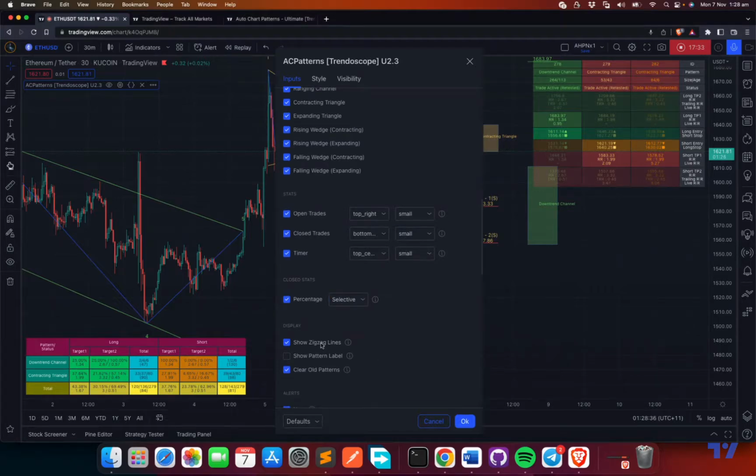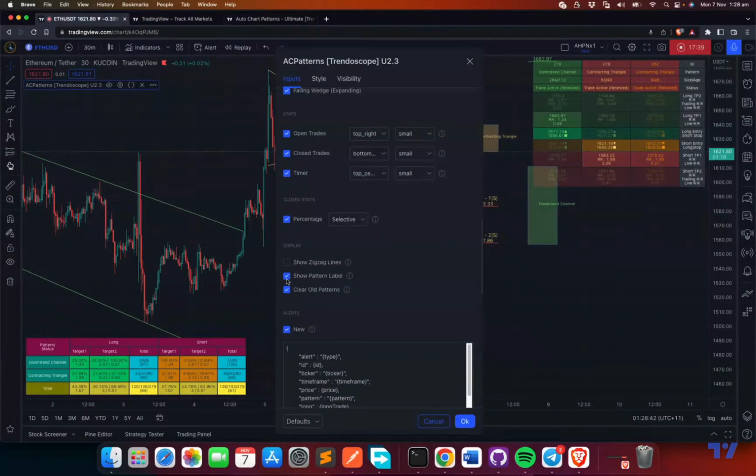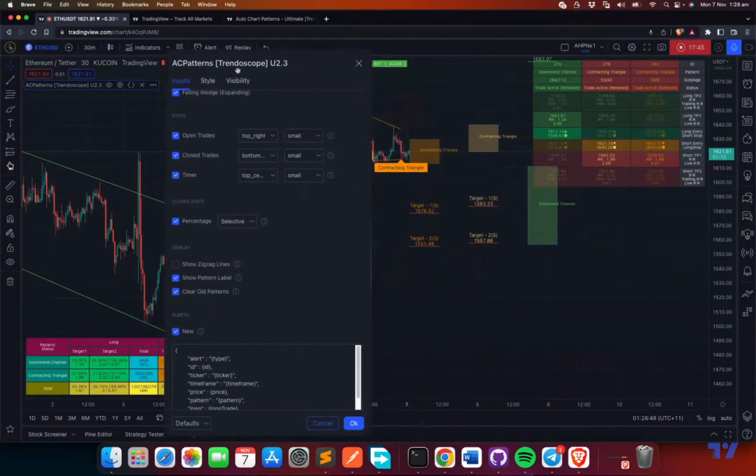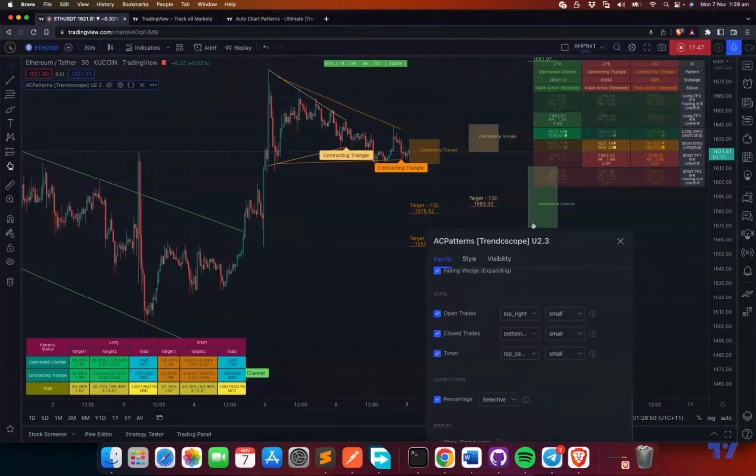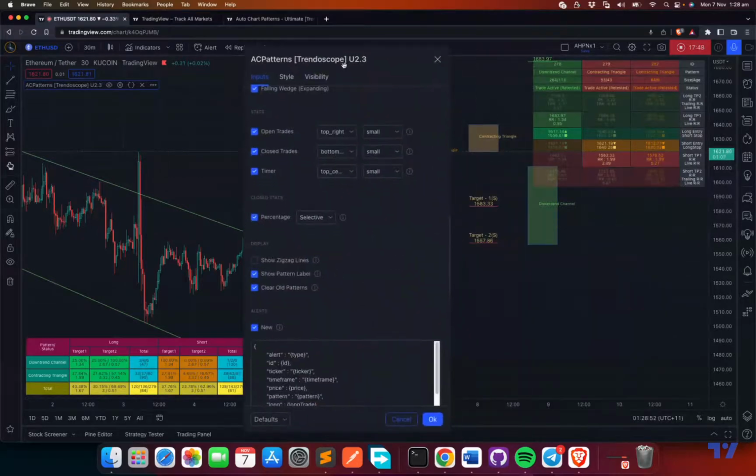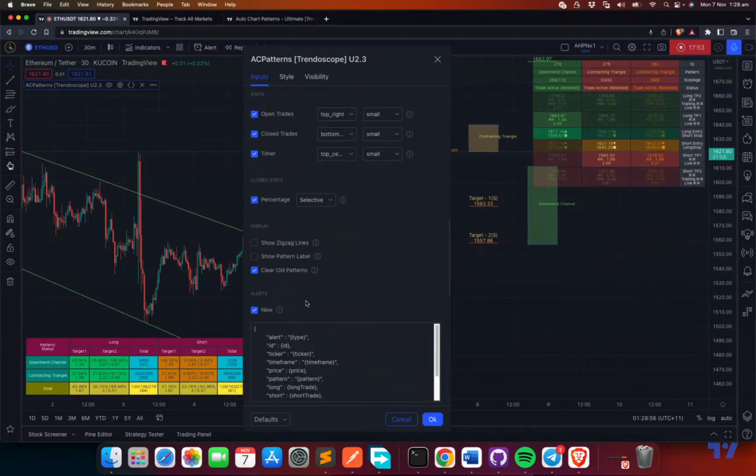Show zigzag lines, which I already mentioned. If you uncheck this, it will not show these zigzag lines. Pattern label: similarly, if you check this option, it will show a pattern label saying that this is a downtrend channel or this is a contracting triangle, etc. So you can already see that here. Otherwise, if you uncheck this, the label will not be shown.